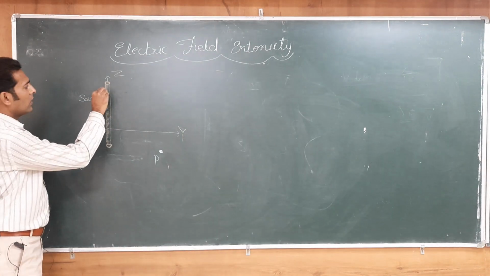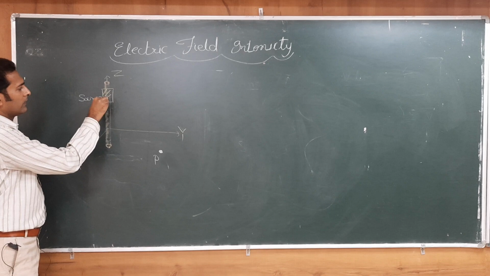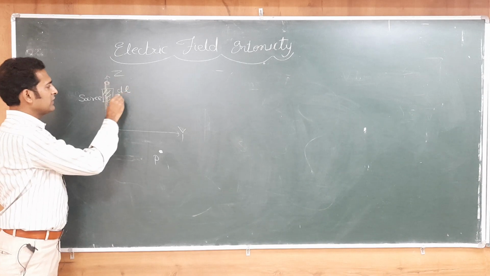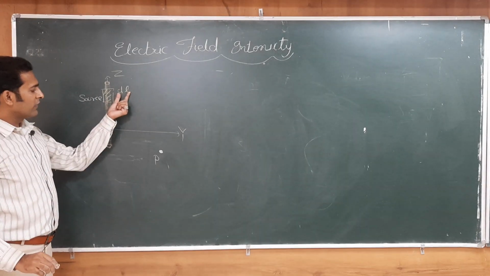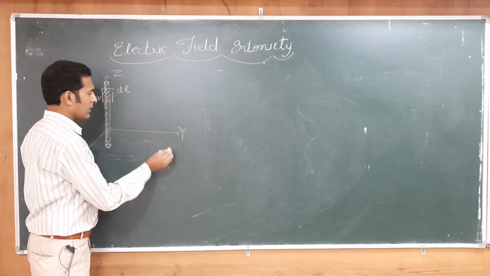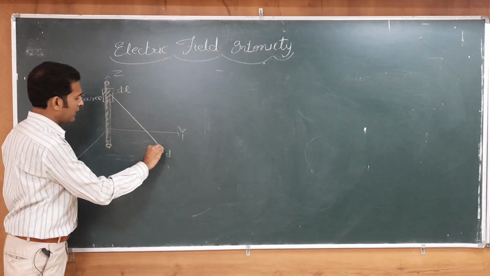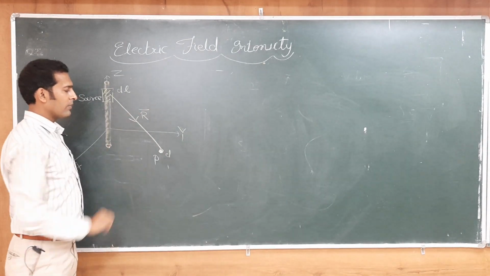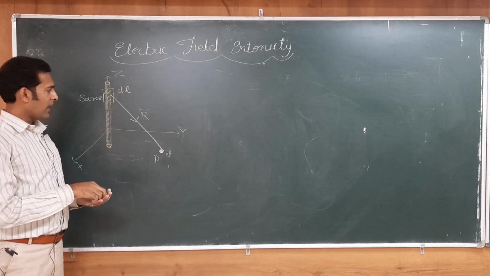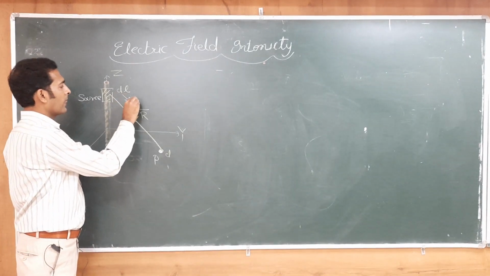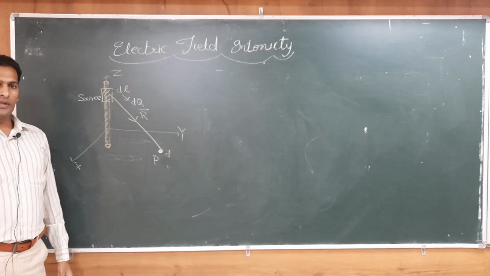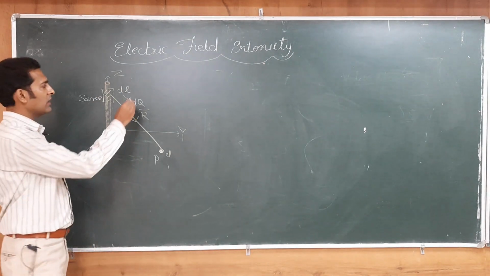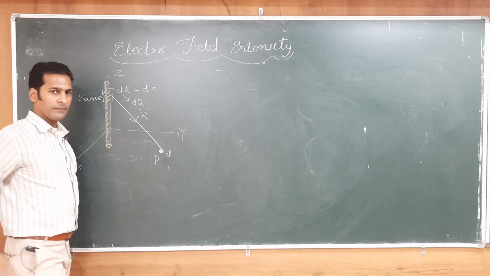So here we will consider a small differential length on the z axis. We will call it the differential length for calculation purposes. The differential length is applying some charge on this point P. This distance is called the position vector r bar, and the differential length is applying some differential charge, say dq. Now, the differential length is on the z axis, so we can call it dz also.